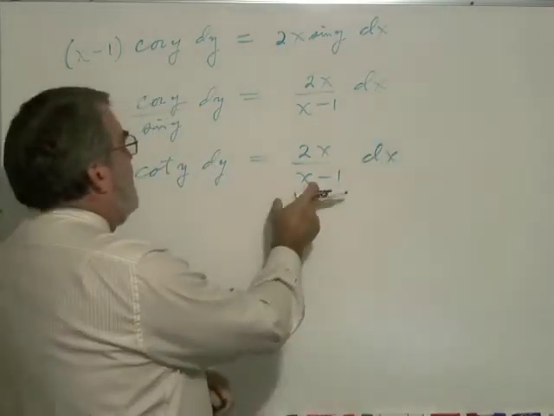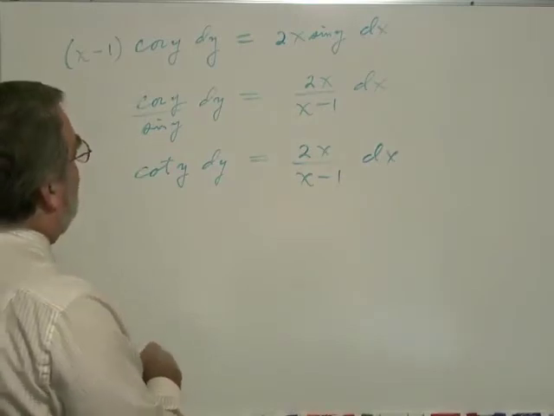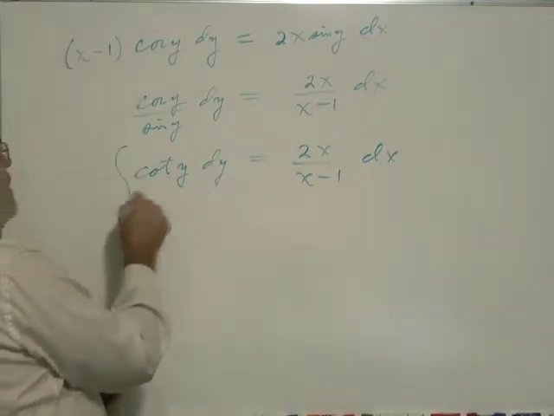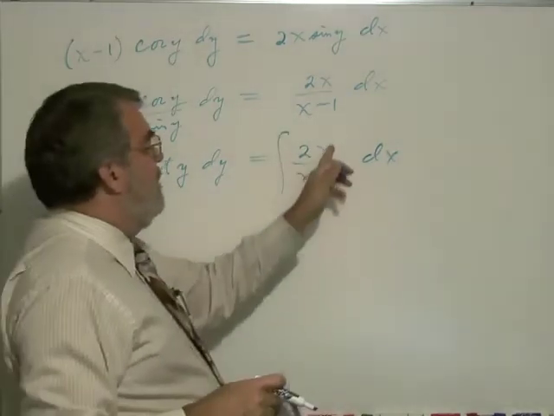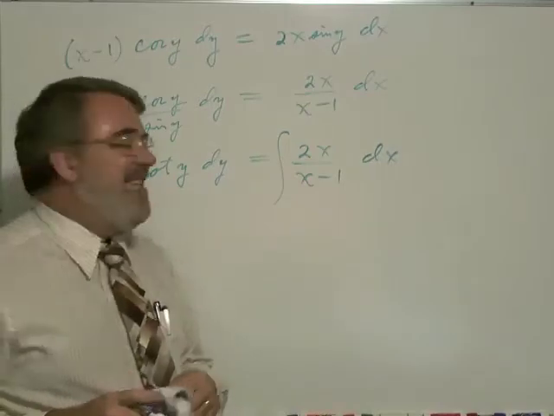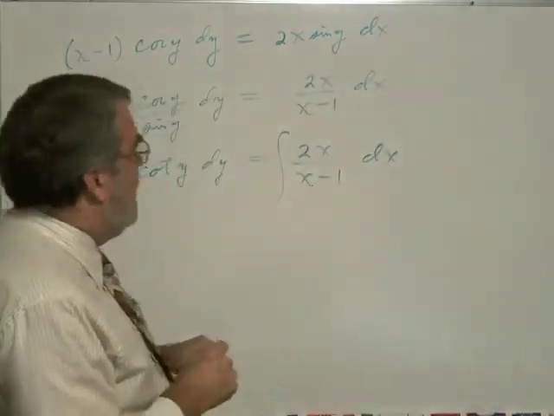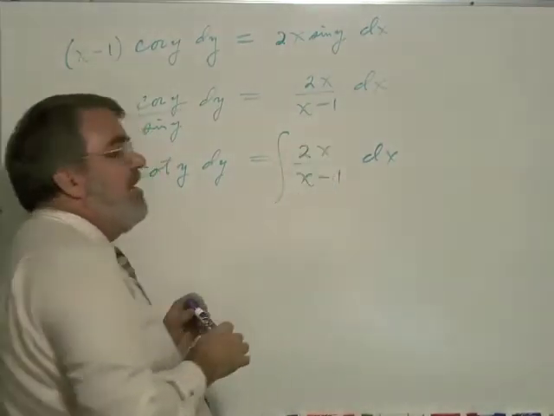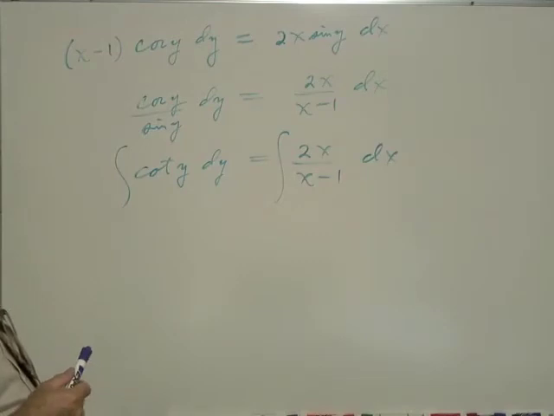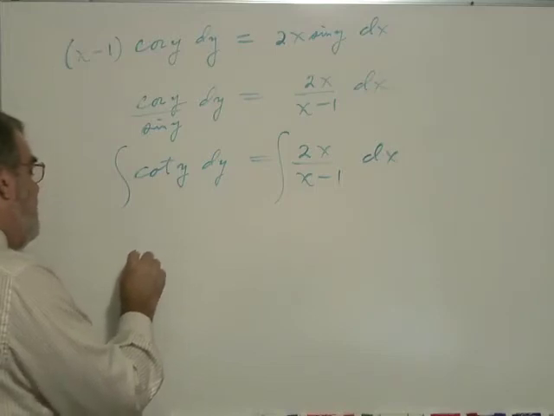I'm looking at this and kind of drawing a blank on how to integrate this. At this point we can integrate both sides, and how do you integrate 2x over x minus 1? Well, I can think of two techniques here. One would involve dividing x minus 1 into 2x, and let me just show you that technique. This may not be the best way to do it.